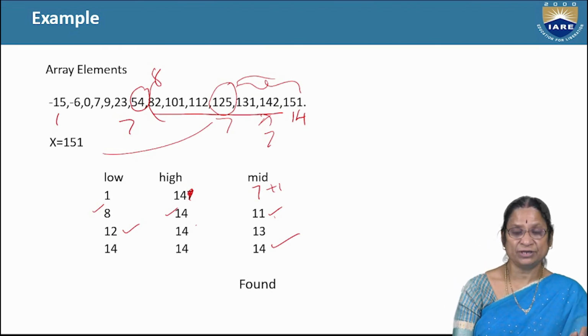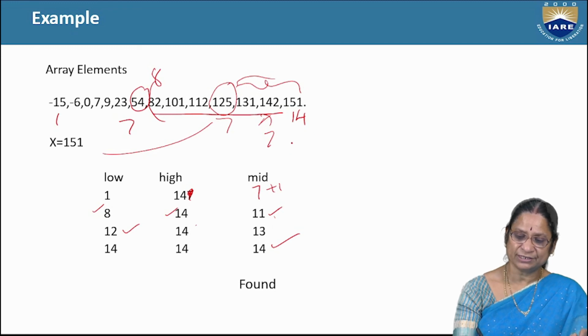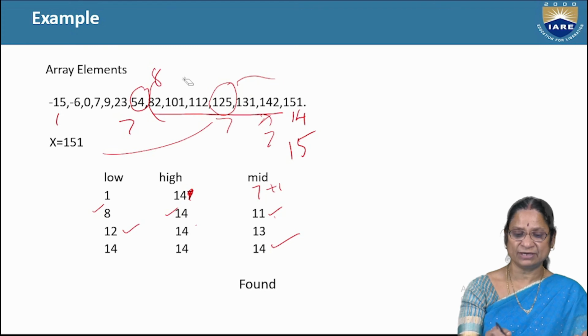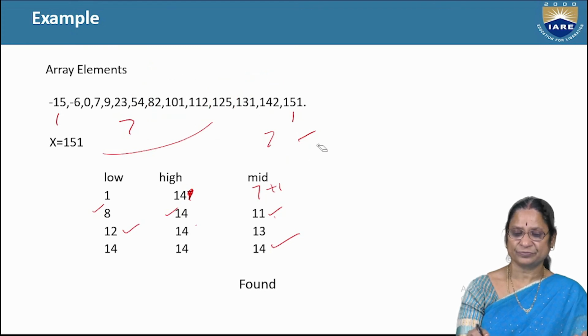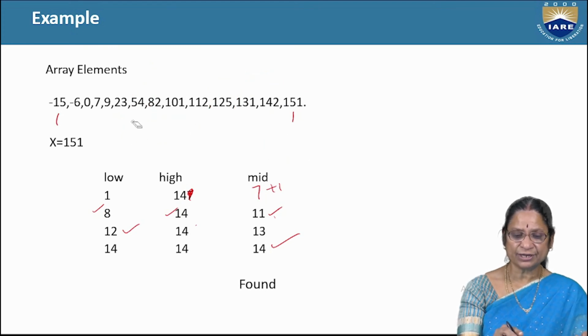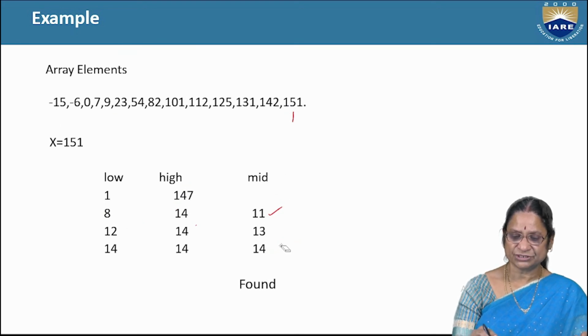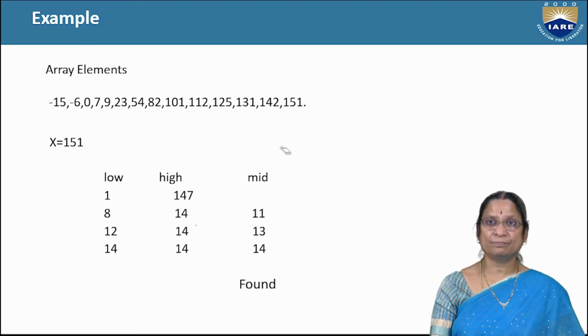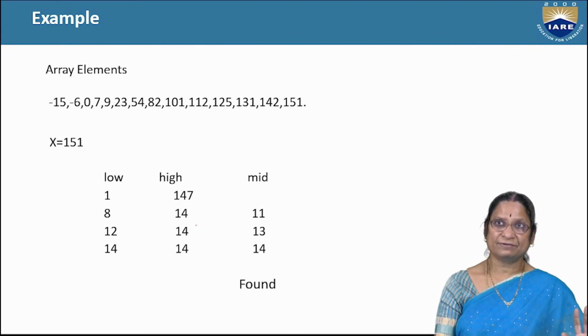In normal linear search, if you take it up to reach 151, how many iterations are required? 15 iterations. At the 15th iteration, we will get the output. So like that, we are going to consider this binary search a more efficient algorithm compared to the linear search, but the prerequisite is sorted order.